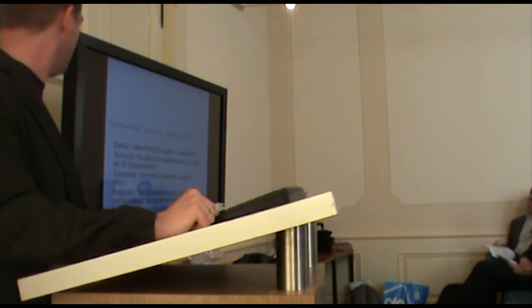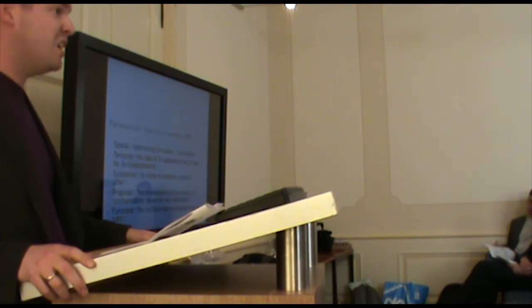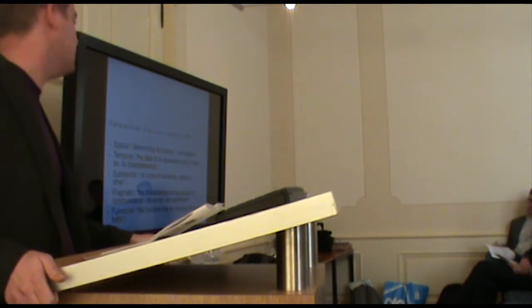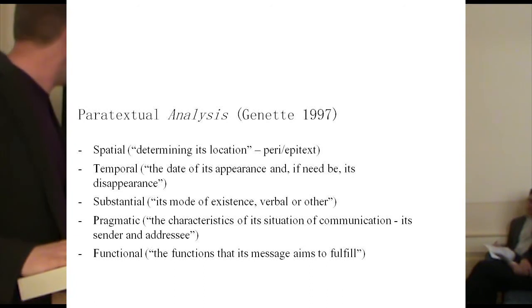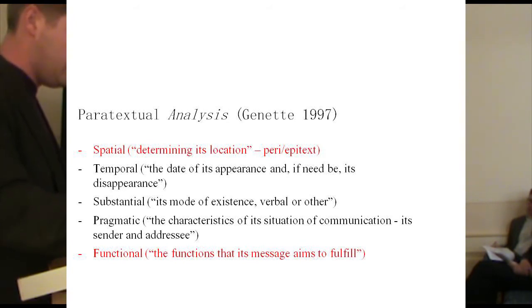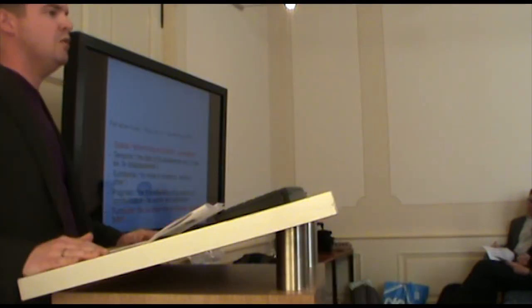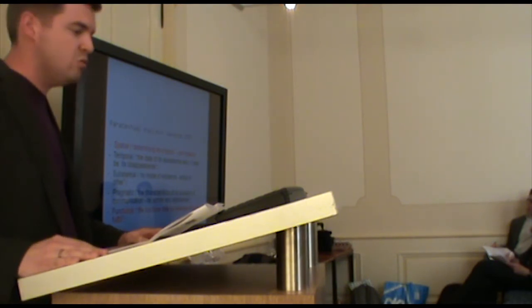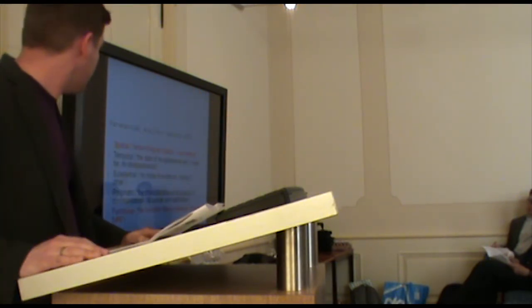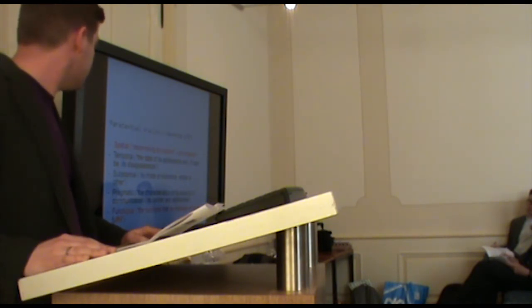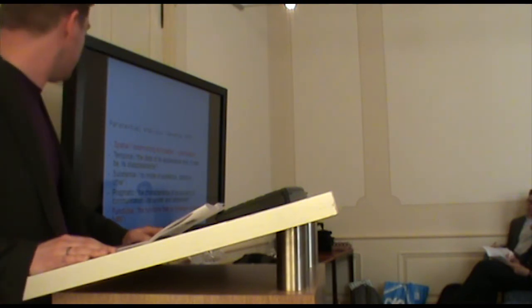So onwards to what paratextual analysis then would actually be. I'm not actually going to run through this entire list, but Genette talks about paratext as having a spatial dimension, a temporal dimension, a substantial dimension, a pragmatic one, and a functional one. And I'm focusing on these two in this talk. So thinking about the spatial dimension of paratexts in relation to the main text, the location of making of media in relation to the game. And also their function, the function that the message aims to fulfill.